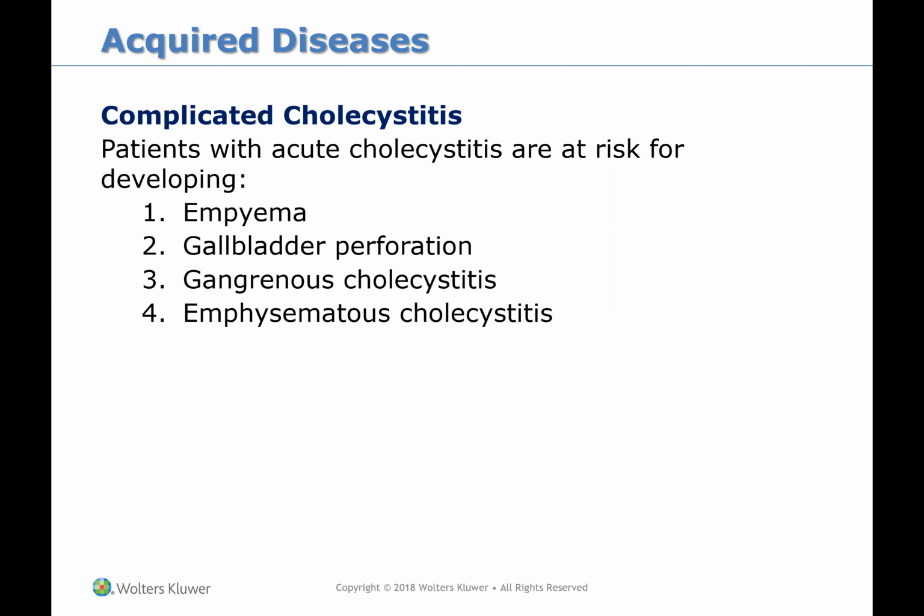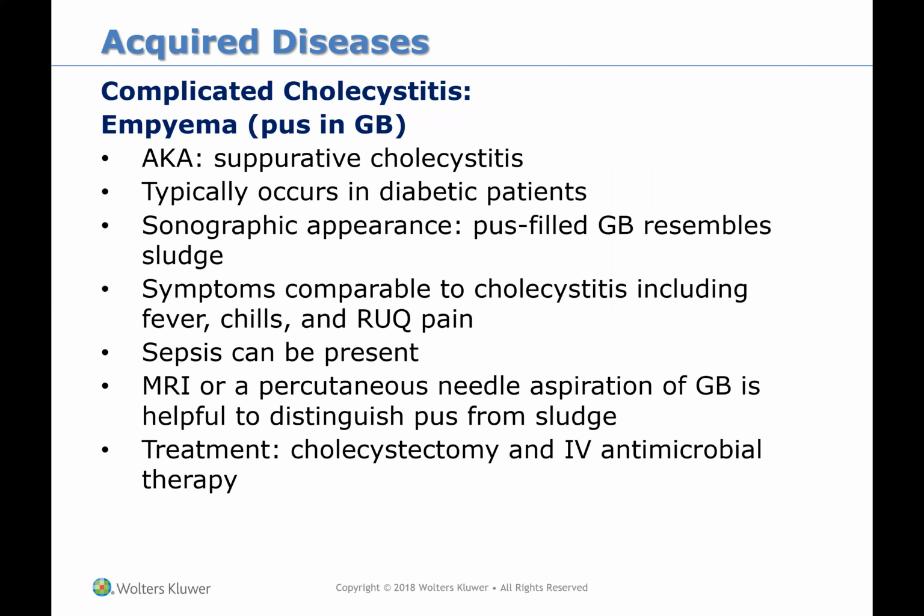Patients with acute cholecystitis are at risk for developing empyema, which is pus, basically, gallbladder perforation, gangrenous cholecystitis, and emphysematous cholecystitis. Emphysematous, I don't know, I can't say it. Cholecystitis. Empyema, pus in the gallbladder.